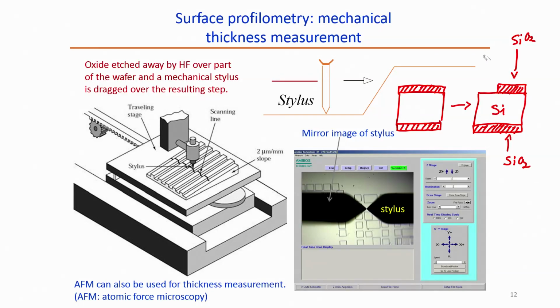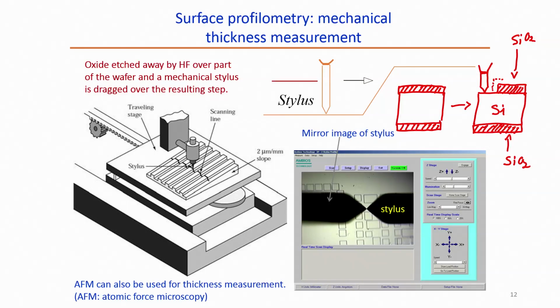Now, what will we do? We will take this stylus and scan the wafer with it. When it goes here, there is a step. Because of this step, the stylus will bend, and the corresponding bending of the stylus will be calculated as the z direction, and from that we can know the thickness of the silicon dioxide.